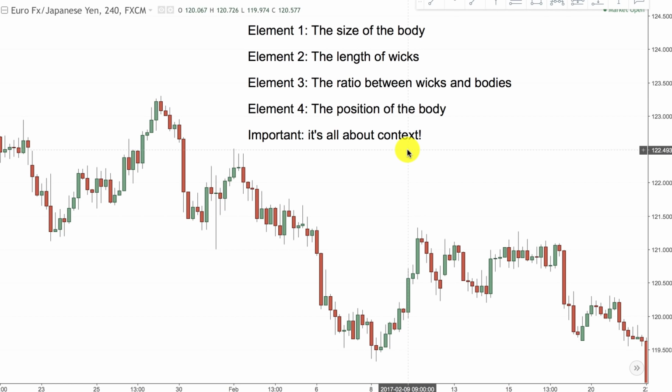And the last important point is that it's all about context. You cannot just look at one individual candlestick and then make a trading decision, but you always have to look at the whole picture, what has happened in the past. So a lot is about context and how the current candlestick compares to the most recent price action history.